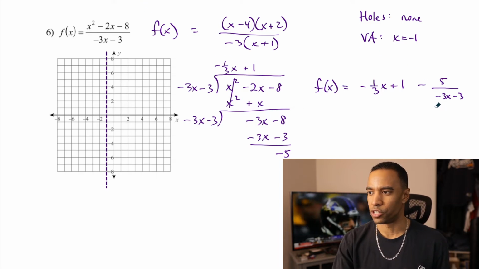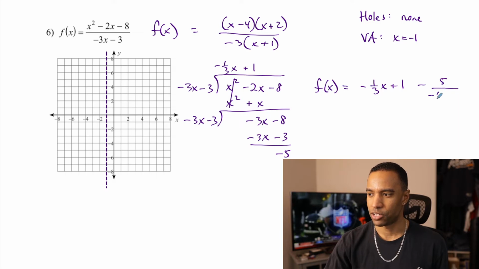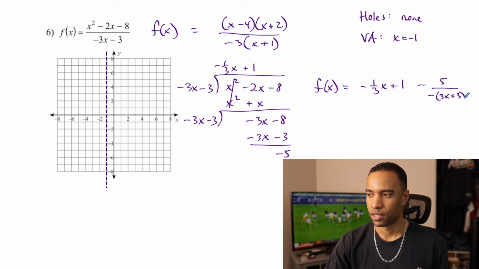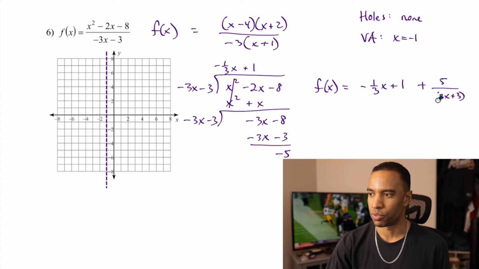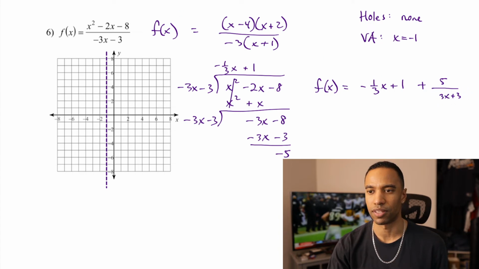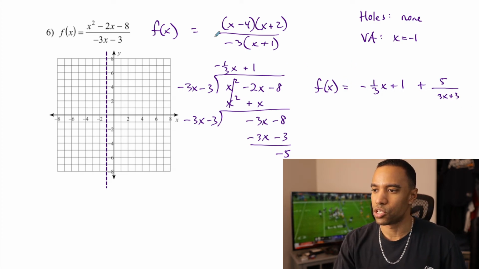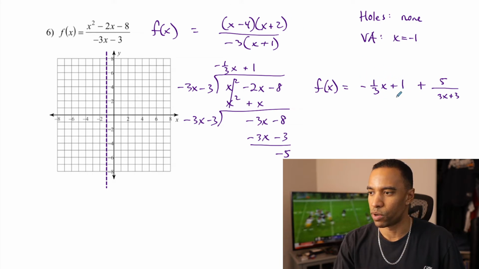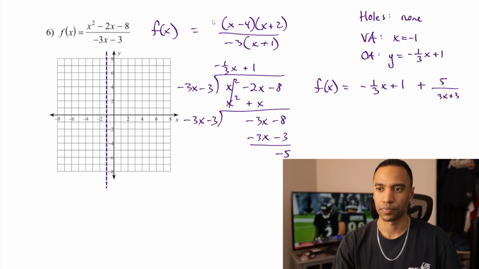You know what I do want to do, actually? I want to factor a -1, because I don't like double negatives here. I'm going to factor a -1 out, and then I'll turn that double negative into a positive. I know I'm probably going above and beyond what you would know to do, but that makes things easier when it talks about the remainder being above or below the graph. All right, over 3x plus 3. So the quotient, -1/3 x plus 1, is our oblique asymptote. This is y equals -1/3 x plus 1.